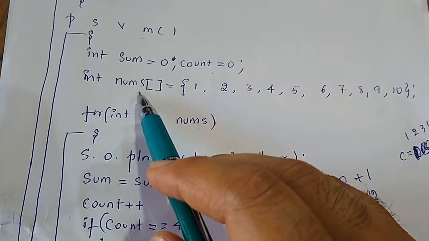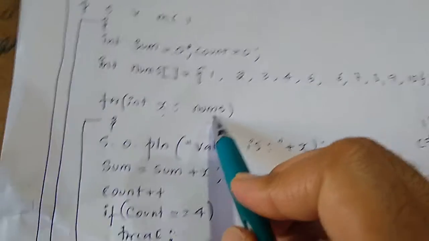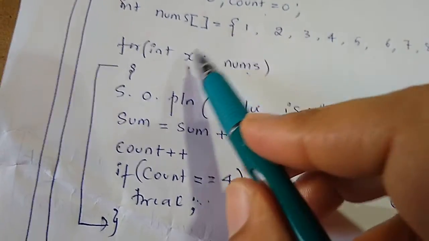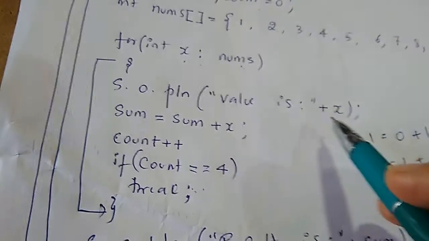So the single dimension array name is what? Numbers. So in the first iteration, numbers will assign the value 1 to x. Then System.out.println is going to print what? 1. So we'll get output in this way.